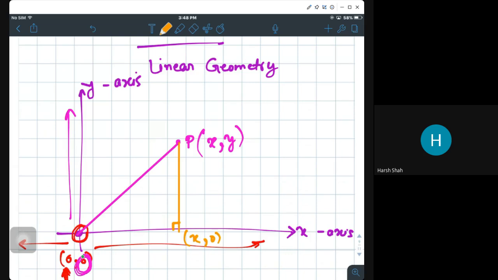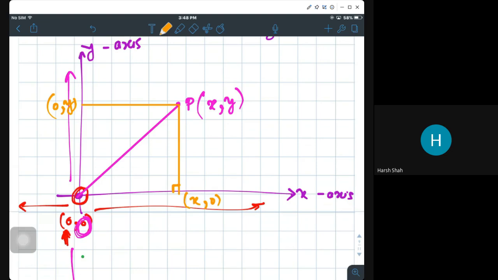Now similarly, I'll drop a perpendicular this side as well. This I can write as 0 comma y. Now since I want to find the length of this side, what will be the length of this side? Before that, can I say that this is a right angle triangle? So I can apply the base squared plus perpendicular squared equals hypotenuse squared property, the Pythagoras theorem.